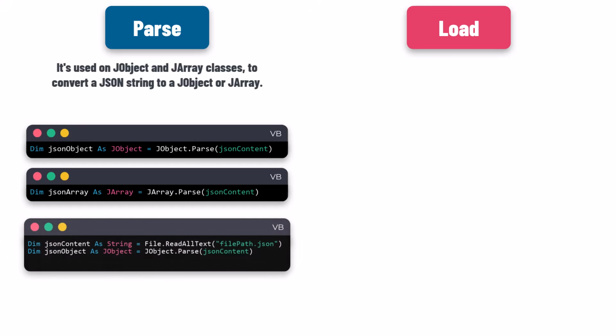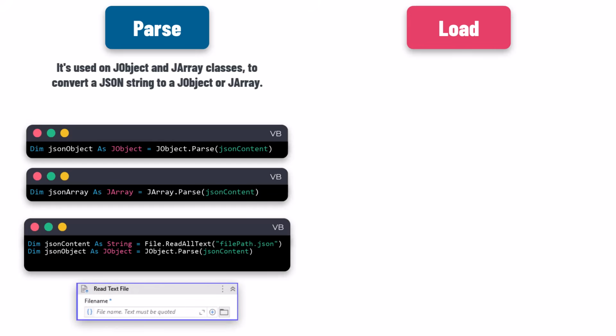For example, the following code. First I am reading the JSON file and storing it as string in the variable JsonContent. This is in case I want to read the file using a VB.NET code. But if you want to do that using UiPath activities, you can use the activity, read text file.